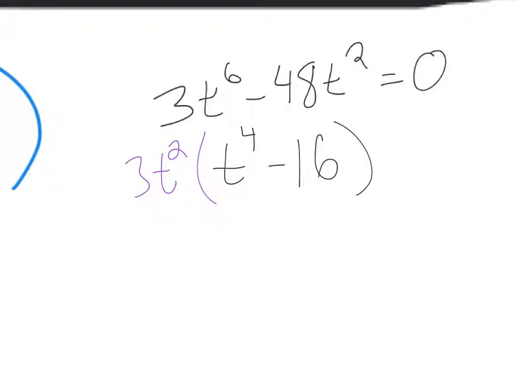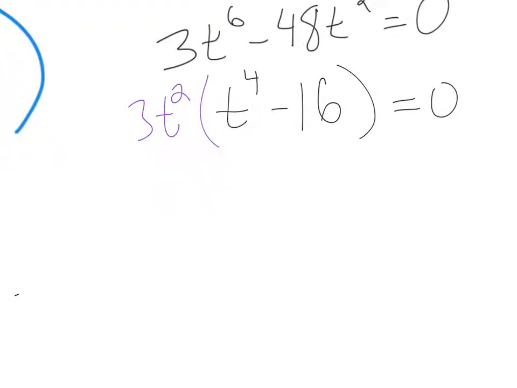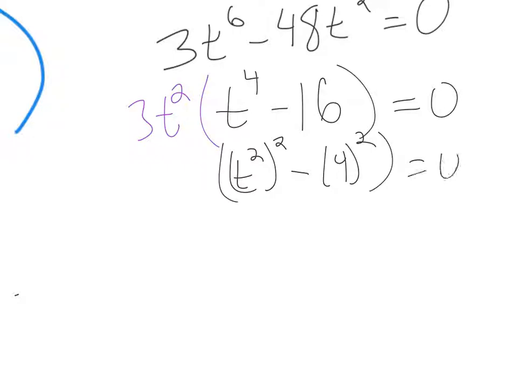And that would be it for that one, right? Because 3t squared times negative 16 would get you back to negative 48t squared. And that's all equal to 0. Okay, this thing right here, t to the 4th minus 16, that is definitely the difference of squares, where it's in the form t squared minus 4 squared. Okay, and I'll bring down everything else.